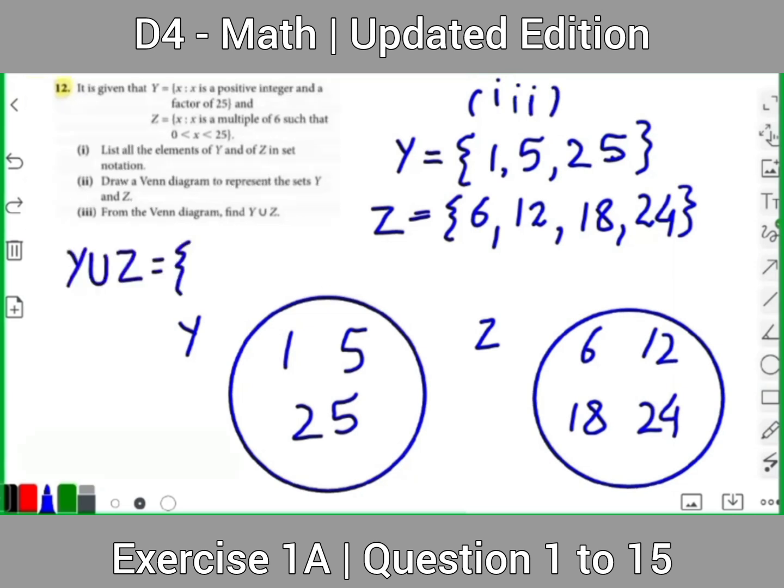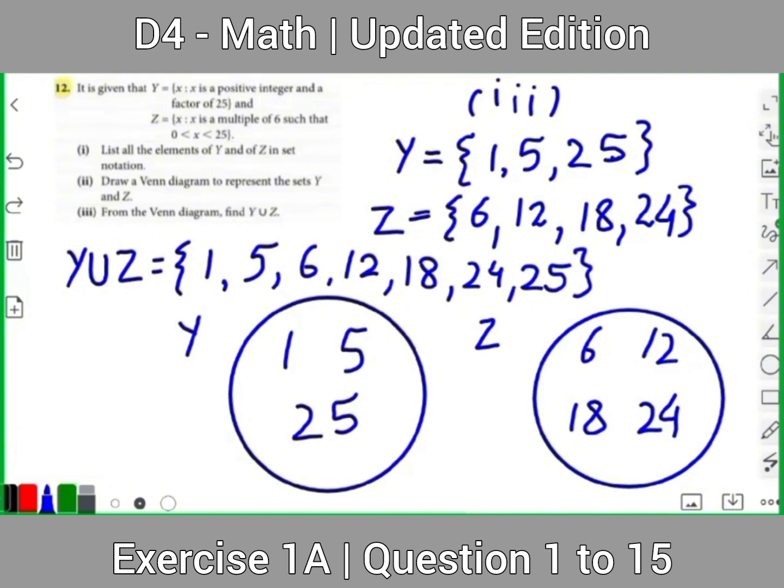Now in part 3, we have to find out Y union Z from the Venn diagram. So we simply write down all the elements that we can see on the screen in the union of the sets Y and Z. So here we have 1, 5, 6, 12, 18, 24, and 25. So hence these are all the elements of Y union Z.